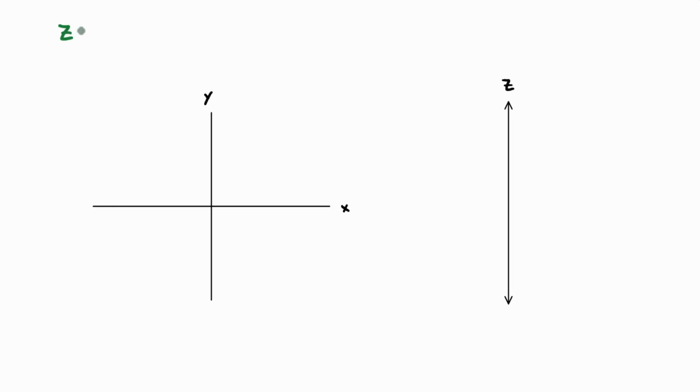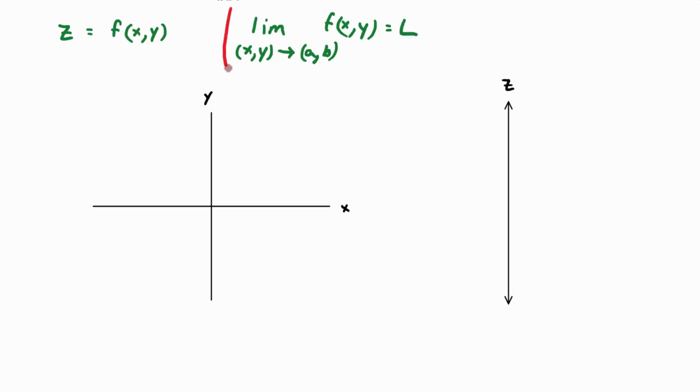Now let's talk about the limit of a two-input variable function, z equals f of x, y. The notation looks much the same. We say the limit as (x, y) approaches (a, b) of f of x, y equals L. So it looks much the same, this notation. All right, so what does it mean?